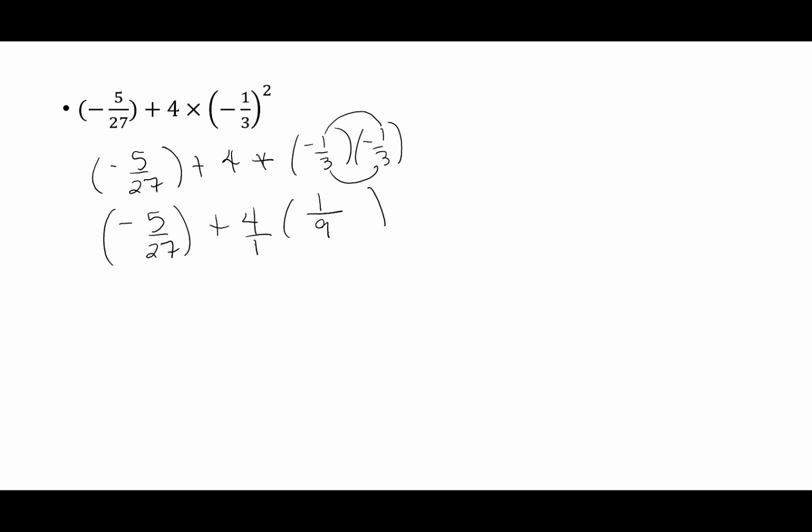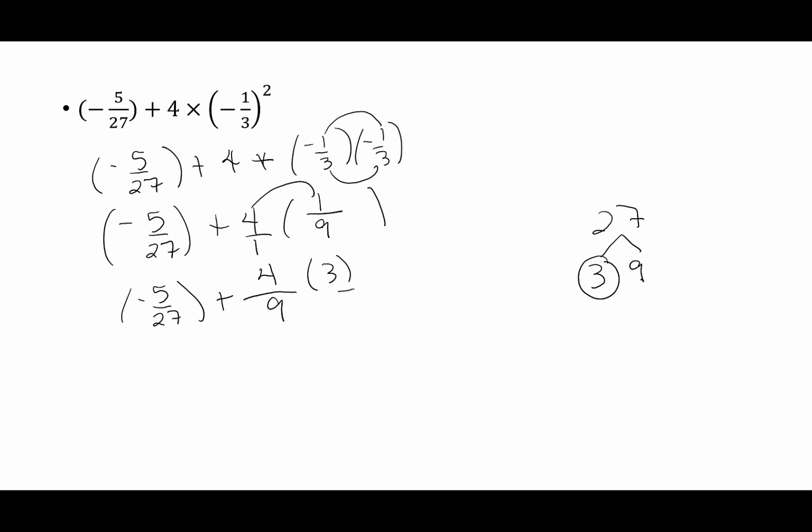Now I want to do this multiplication. So I'm going to turn the 4 into 4 over 1. I have negative 5 over 27 plus 4 times 1 is 4. 1 times 9 is 9. I need a common denominator. If you think of 27, 27 is 3 times 9. So what I need to do is multiply by 3 over 3.